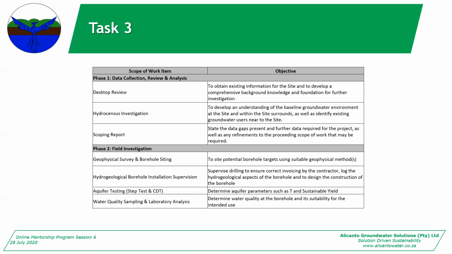Once we've done those two, we do a scoping report or gap analysis. You state the data gaps present and further data required for the project, as well as any refinements to the preceding scope of work that may be required. These refinements may be if you identify that there are power cables going across your site, therefore you can't do geophysics, then you adapt your scope of work accordingly.